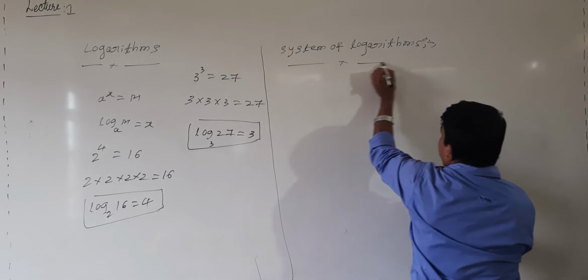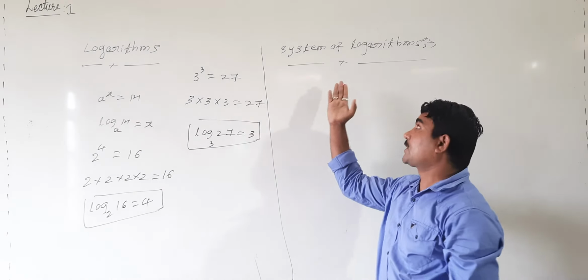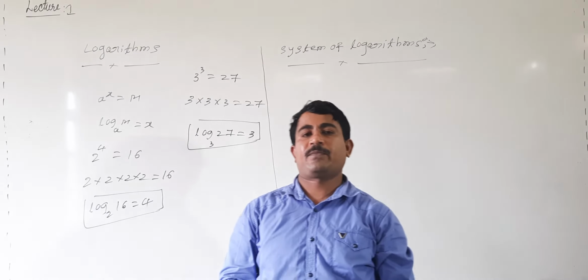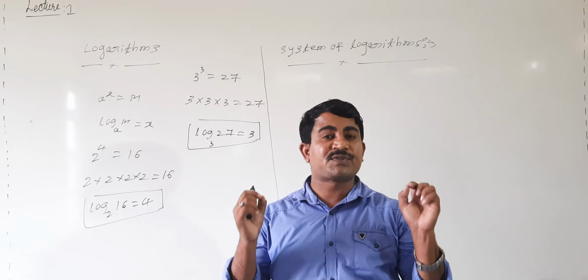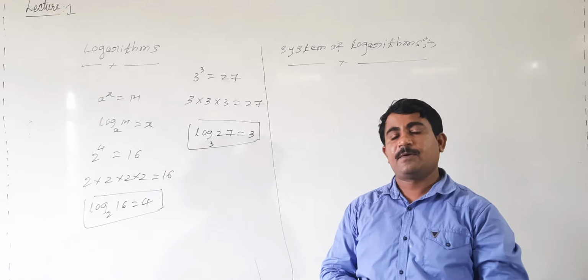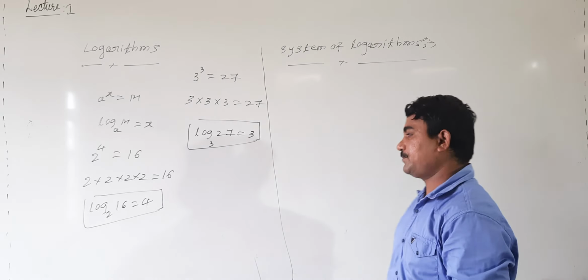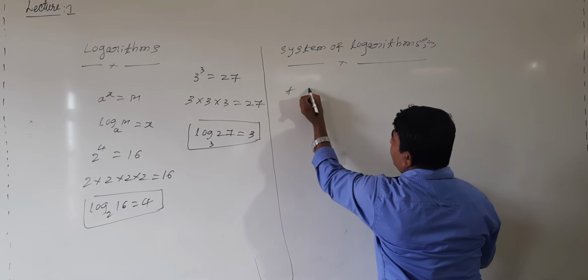System of logarithm. ಅಂದ್ರೆ ಲಘು ಗುಣಕದ ವ್ಯವಸ್ಥೆ ಅಂತ ಕರೀತೀವಿ. ಸಿಸ್ಟಮ್ ಇನ್ ವ್ಯವಸ್ಥೆ. logarithm ಲಘು ಗುಣಕದ ವ್ಯವಸ್ಥೆ ಇದೆ. See students. There are 2 systems of logarithms. One is natural logarithm and second one is common logarithm.